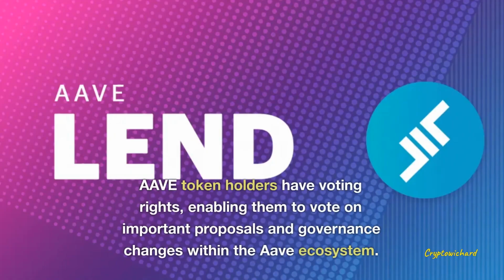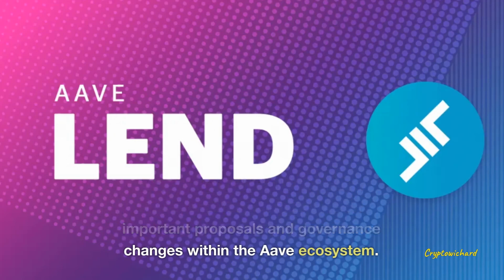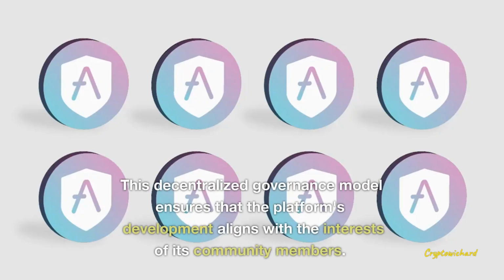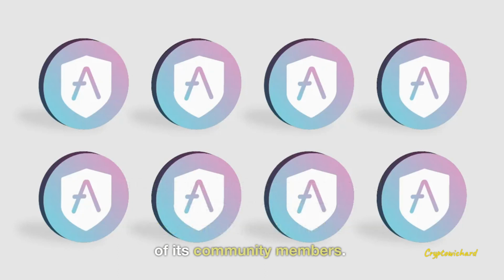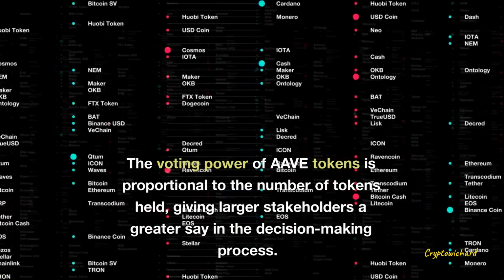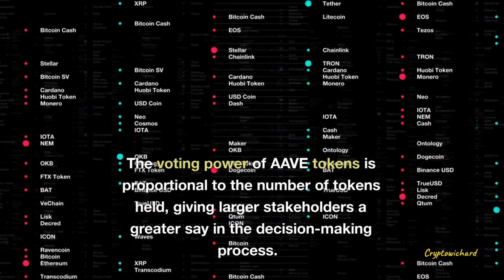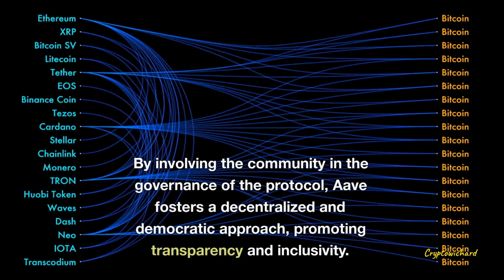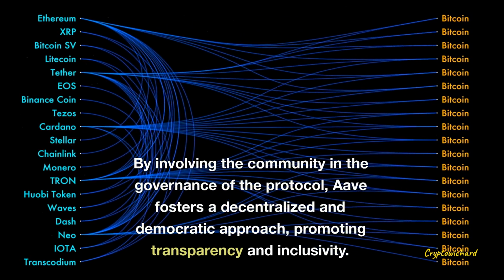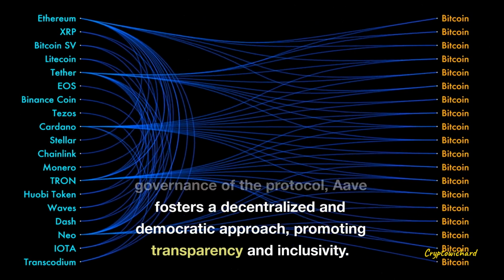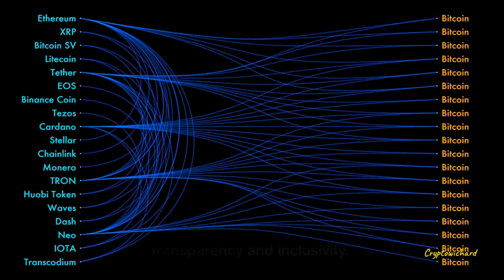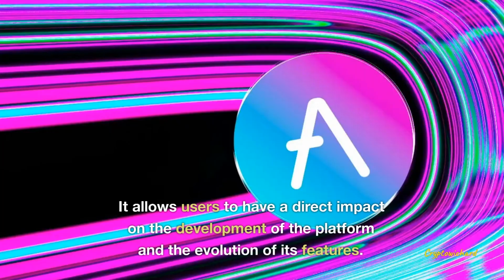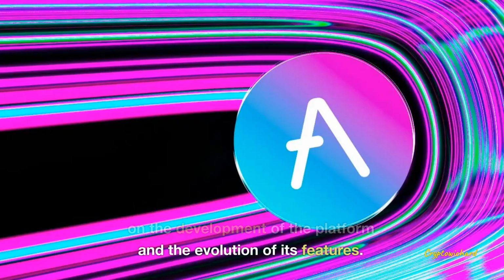Aave token holders have voting rights, enabling them to vote on important proposals and governance changes within the Aave ecosystem. This decentralized governance model ensures that the platform's development aligns with the interests of its community members. The voting power of Aave tokens is proportional to the number of tokens held, giving larger stakeholders a greater say in the decision-making process. By involving the community in the governance of the protocol, Aave fosters a decentralized and democratic approach, promoting transparency and inclusivity. It allows users to have a direct impact on the development of the platform and the evolution of its features.